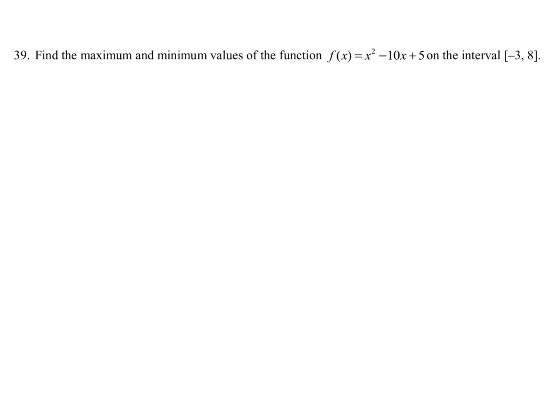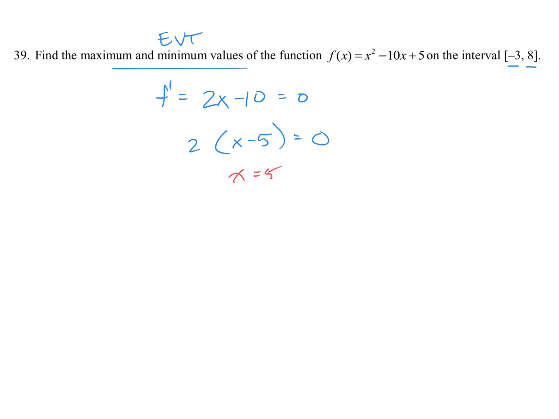Up next, we're finding the maximum and minimum values. So think extreme value theorem. Our max and min could come from the endpoints or the critical points. So I'm going to start by looking for the critical points, where f prime equals 0 or does not exist. There's my f prime. F prime equals 0 at x equals 5. So there's my critical point.